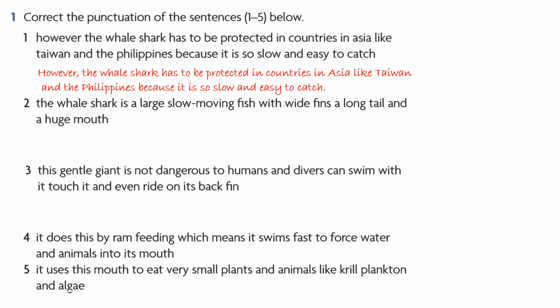Look at this sentence. The first letter H is capital because this is the first letter of the sentence. And after however, you have a comma. Then you see the words like Asia, Taiwan, and Philippines are written with capital letters. Why? Because Asia is a continent and Taiwan and Philippines are the countries. You also notice that at the end of the sentence, there's a full stop.